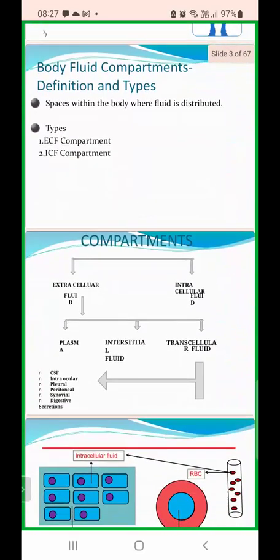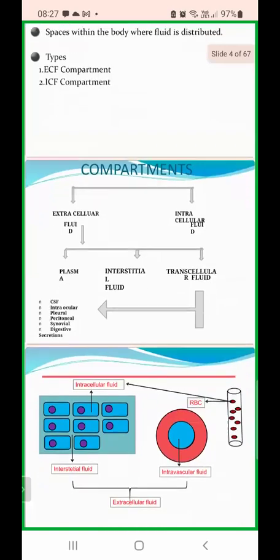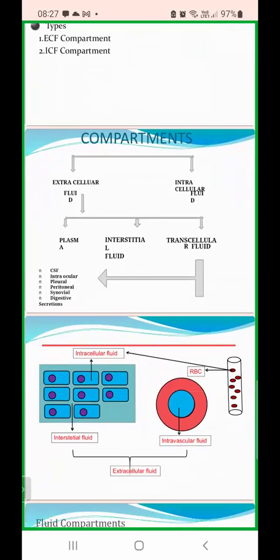So roughly I could categorize this into extracellular fluid and intracellular fluid. Extracellular fluid consists of plasma, the watery portion of the blood and its dissolved solutes, the interstitial fluid, which is the fluid present between the cells, and transcellular fluid. Now, what is transcellular fluid? Other fluids like cerebrospinal fluid, intraocular fluid, pleural fluid, peritoneal fluid, synovial fluid and digestive secretions. These are all included under the transcellular fluid domain. And the intracellular fluid is the fluid present within the cell.